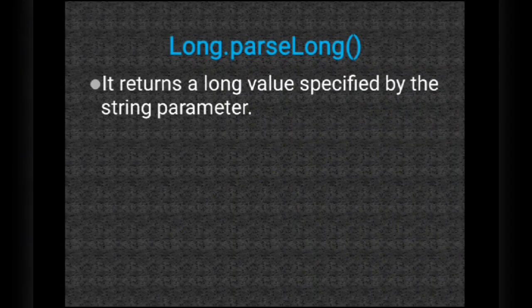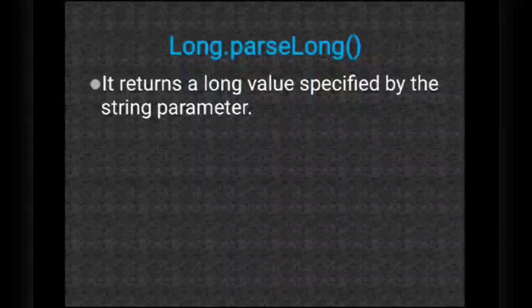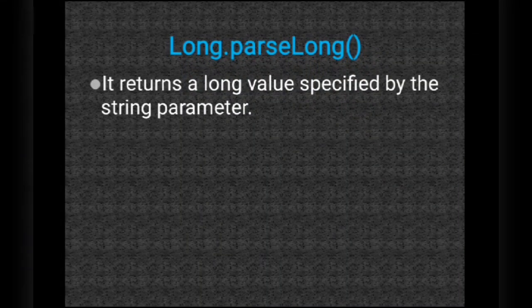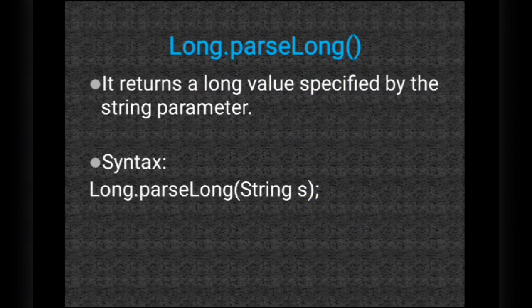Now let's talk about the next function. The next function is Long.parseLong. This function will return the long value specified by the string parameter. The syntax will remain the same as we discussed in Integer.parseInt. In place of Integer we will write Long.parseLong, and you have to pass the argument in the form of a string over here also.